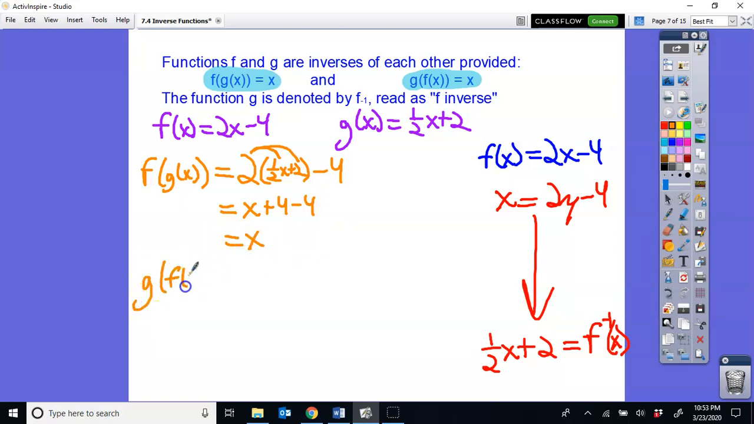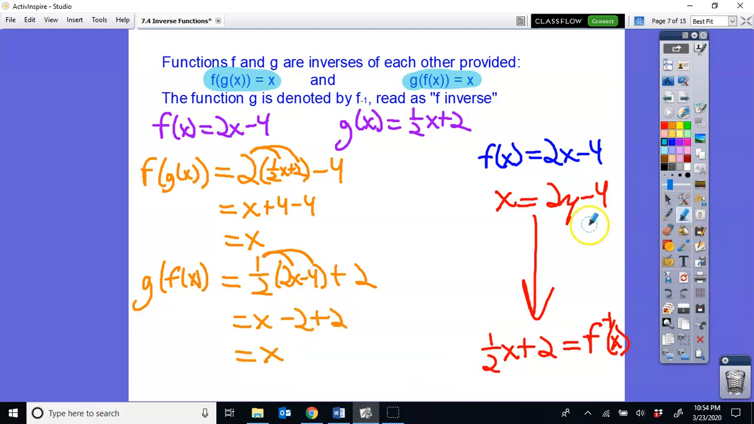G of f of x should always work the same way if they are inverses. So if you take 1/2 x plus 2, but instead of plugging in x, you plug in the actual function f of x, 2x minus 4. If you do 1/2 times 2x, that's x. 1/2 times negative 4 is negative 2. The 2's cancel, you get x. In inverses, the f of g of x and g of f of x will always cancel out to just x. If it doesn't, they're not inverses.